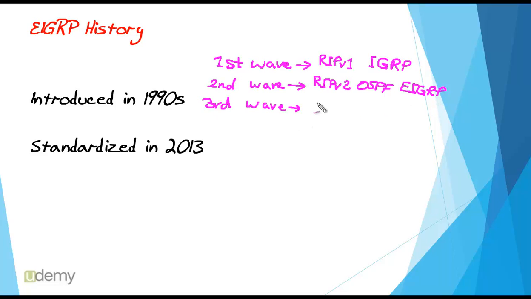And the third wave includes OSPF version 3, RIP-NG (next generation), and EIGRP v6. With the introduction of IP version 6, routing protocols had to change. Therefore, OSPF, RIP, and EIGRP adapted themselves to IPv6 so they could route IPv6 too. Therefore, as I mentioned, we have three waves of routing protocols: first wave, second wave, and third wave.